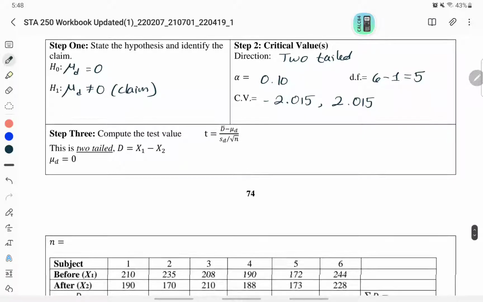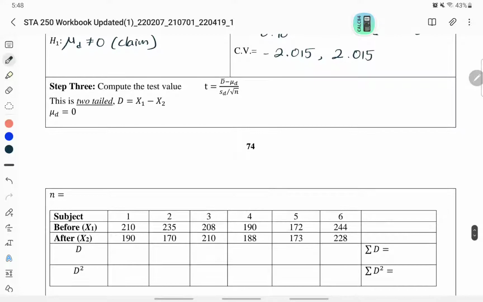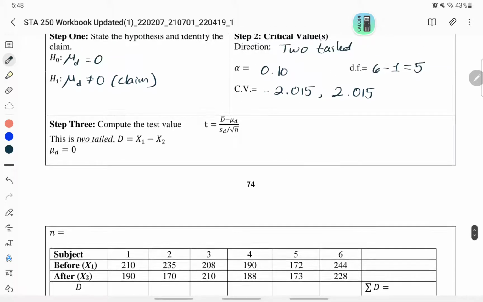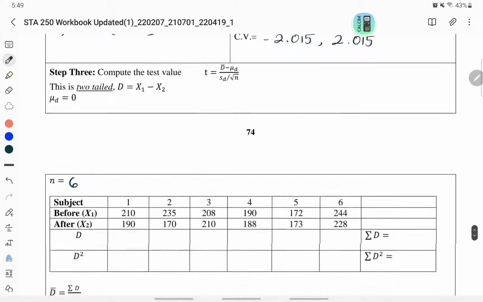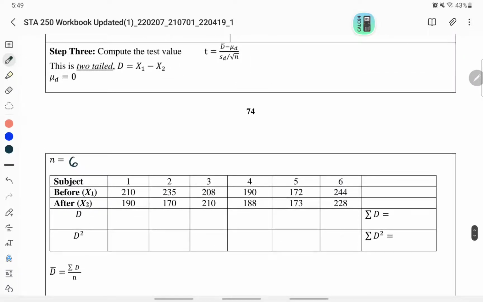Step number 3 is to compute the test value. But in order for us to compute the test value, we need to find D bar and S sub D. And remember, this is a two-tailed test. So to find D, it is x1 minus x2. Mu sub D already is equal to 0 because it is stated right up here for the null hypothesis. And the sample size is 6. We have 6 individuals.